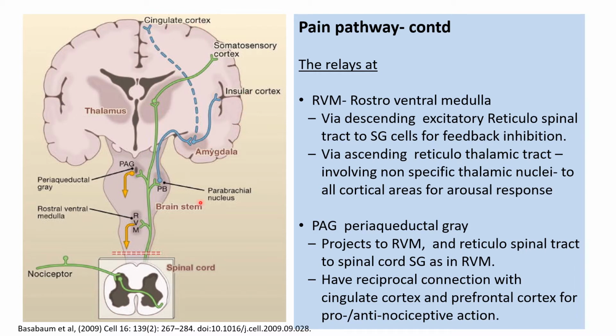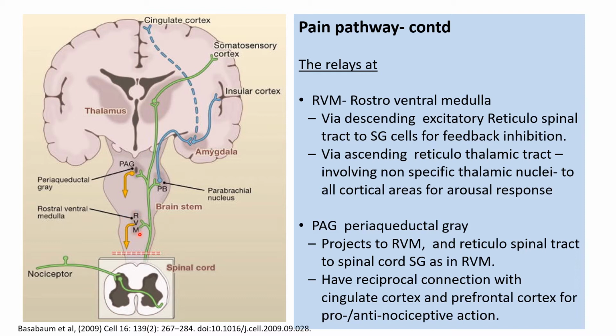In case of relays at periaqueductal gray, they also participate in the reticular ascending system as a part of the reticular system, which is starting from the rostroventral medulla for the arousal response. In addition, the periaqueductal gray also sends inhibitory signals to the substantia gelatinosa cells indirectly via the medullary components present in the rostroventral medulla.